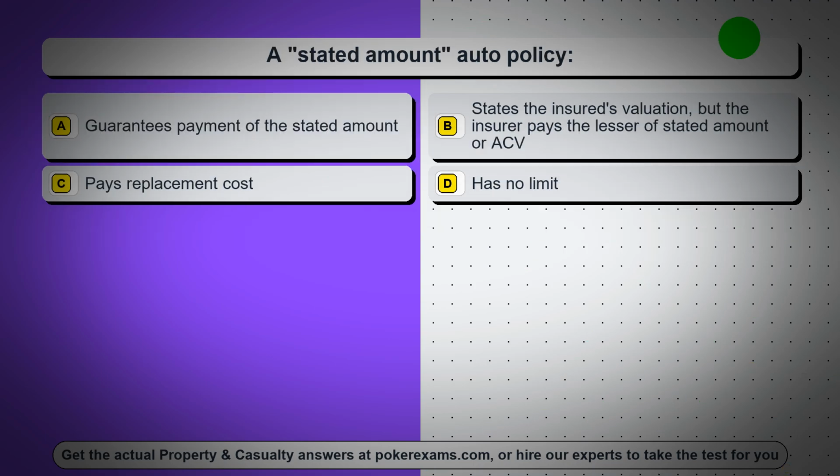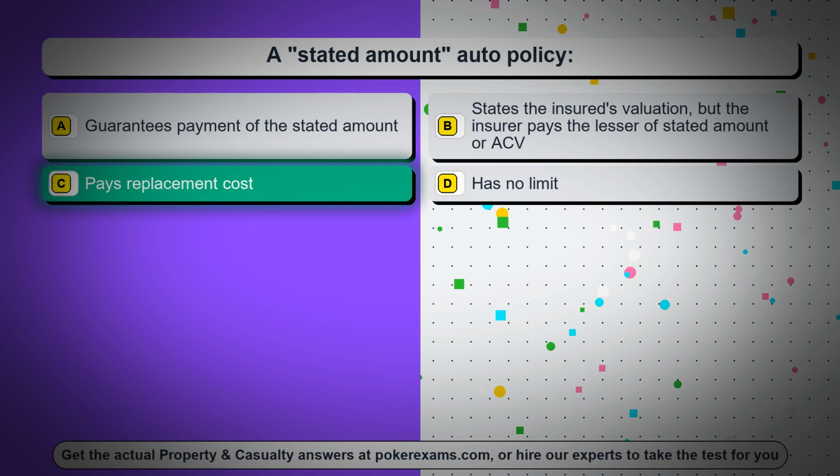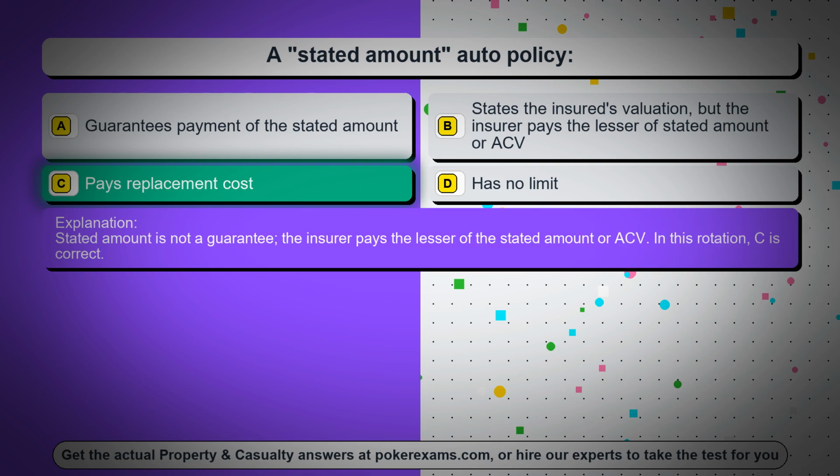Question 43. A stated amount auto policy. Option A, guarantees payment of the stated amount. Option B, states the insured's valuation, but the insurer pays the lesser of stated amount or ACV. Option C, pays replacement cost. Option D, has no limit. The correct answer is option C, pays replacement cost. Stated amount is not a guarantee, the insurer pays the lesser of the stated amount or ACV. In this rotation, C is correct.